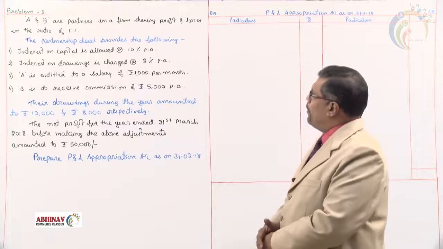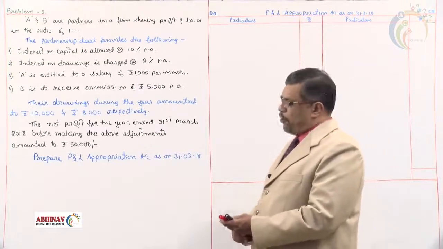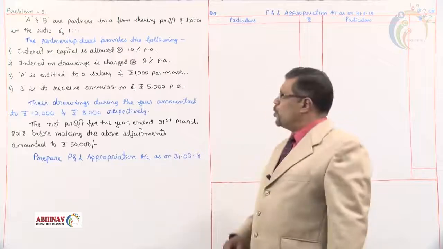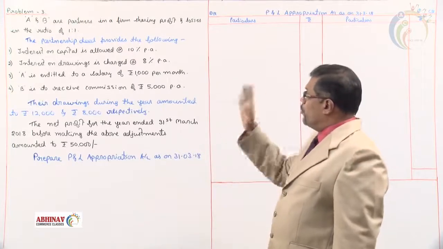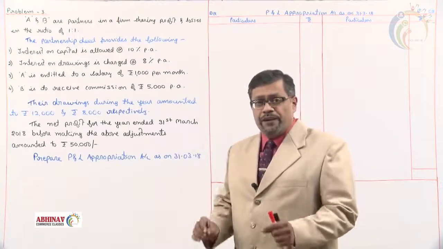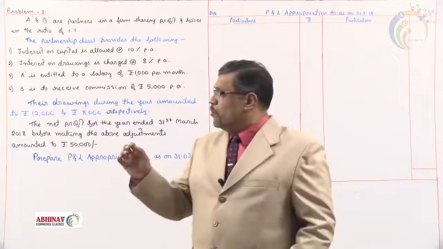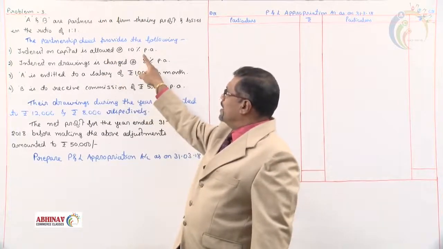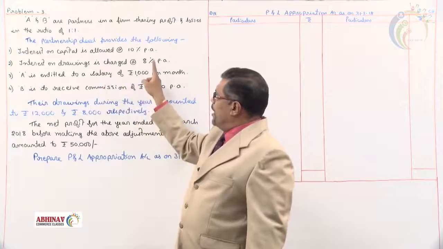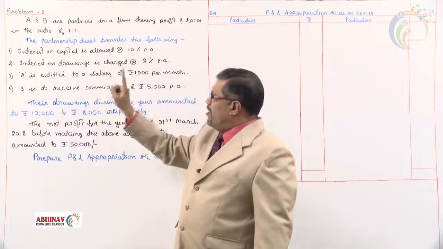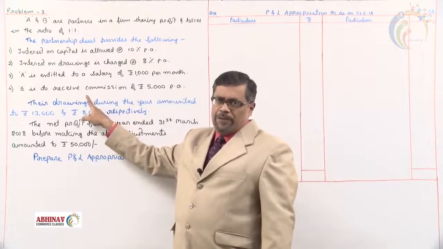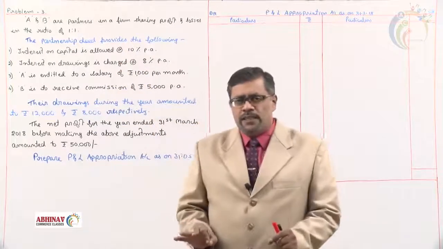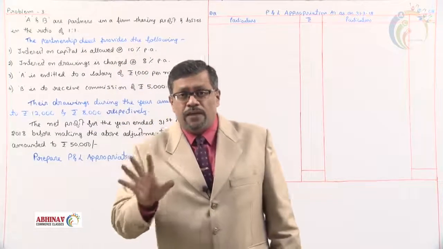A and B are partners in a firm sharing profits and losses in the ratio of 1:1, equal ratio. The partnership deed provides the following. So here it's a written agreement. What it provides? Interest on capital is allowed at 10%, drawings at 8%, A is getting a salary, B is receiving a commission. Before you enter anything, first let us record the profit.